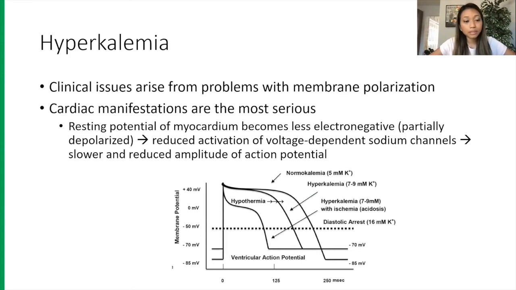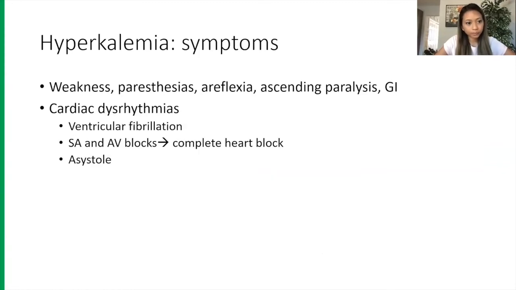So the clinical issues with high potassium arise from problems with membrane polarization. Cardiac manifestations are the most serious. It messes up the resting membrane potential, and the cell is partially depolarized. It's very excitable. You get weakness, paresthesias, areflexia, paralysis, GI symptoms, and dysrhythmias.